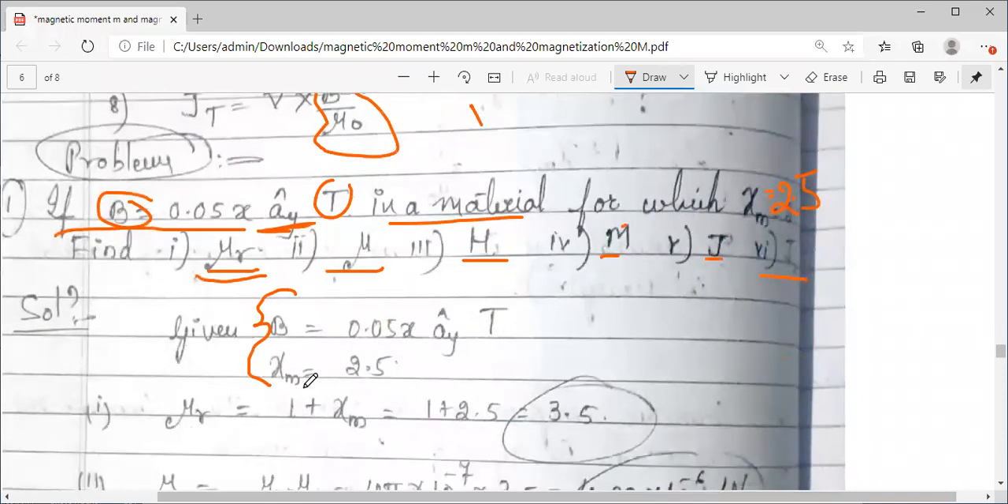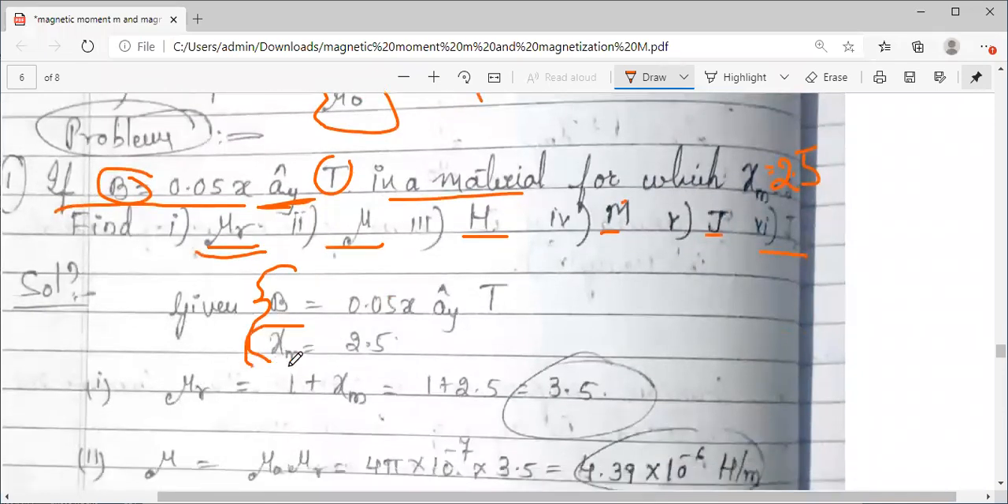First is mu r. How will you calculate mu r when susceptibility is given? Mu r is equal to 1 plus chi m. You can just list all the formulae at one place. What data is given to you, which equation to choose properly, that should be understood by you. That's it. Mu r equals 1 plus chi m, which is 3.5. First thing is over. Very simple problems are there. Important thing is which formula to use. You have to remember that.